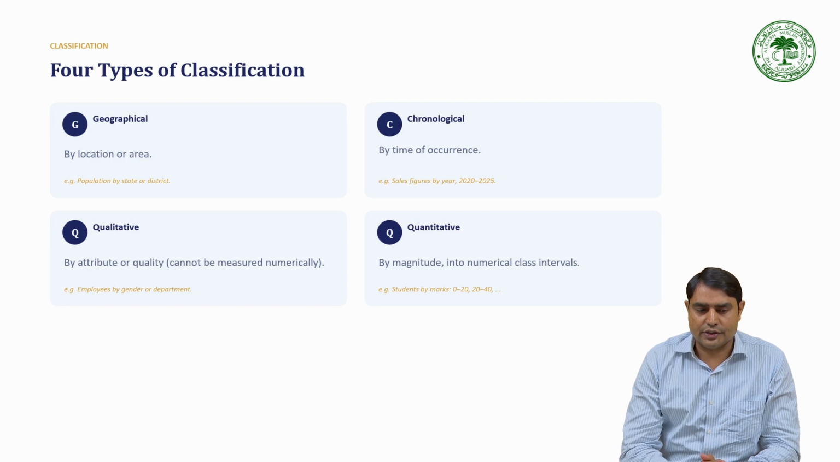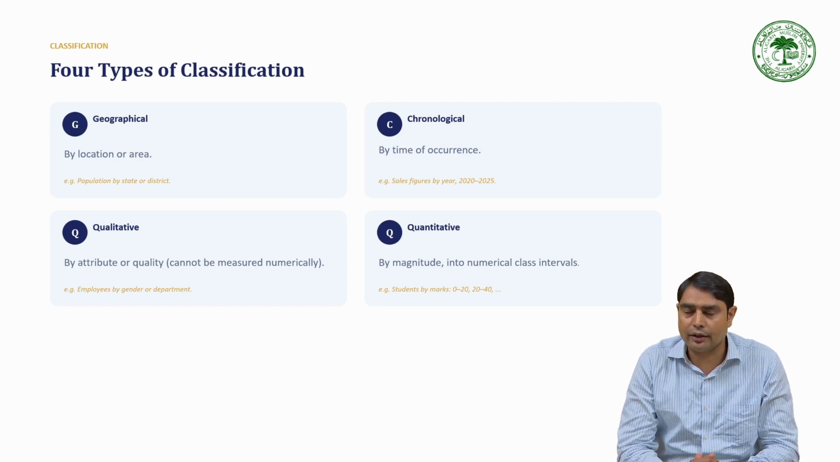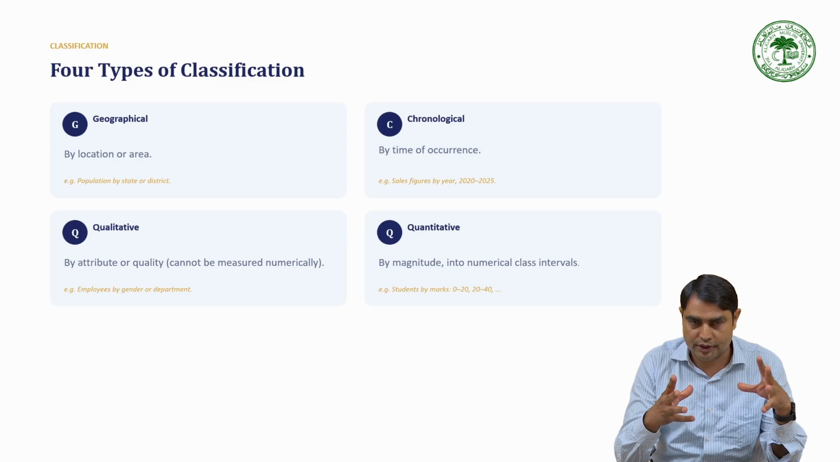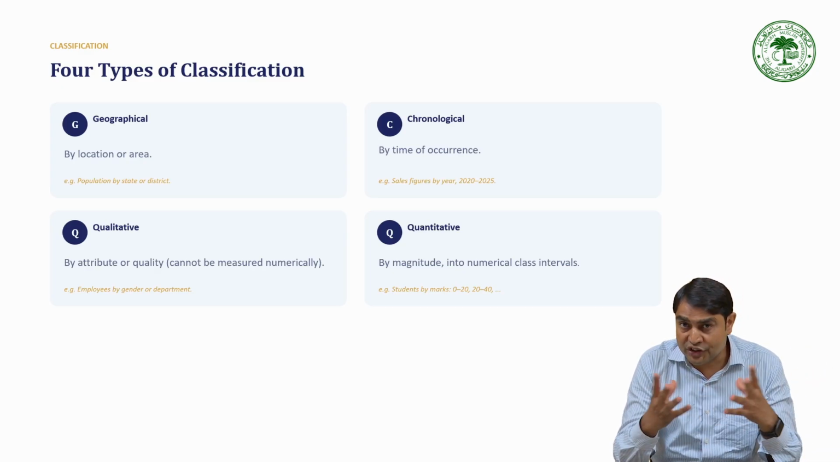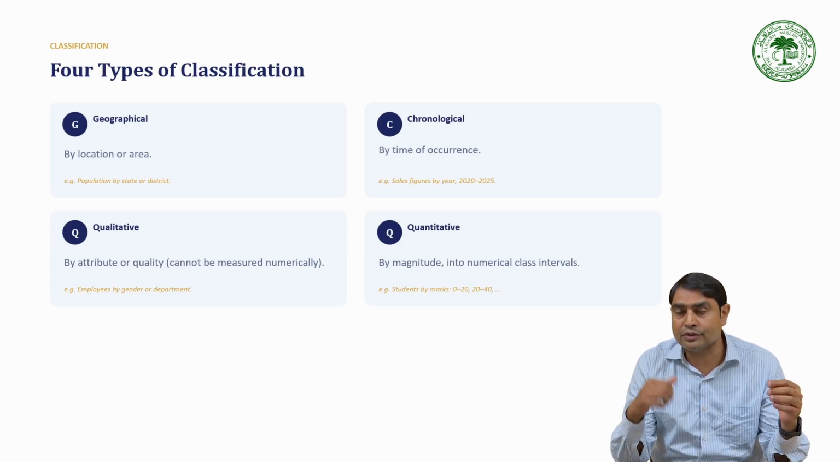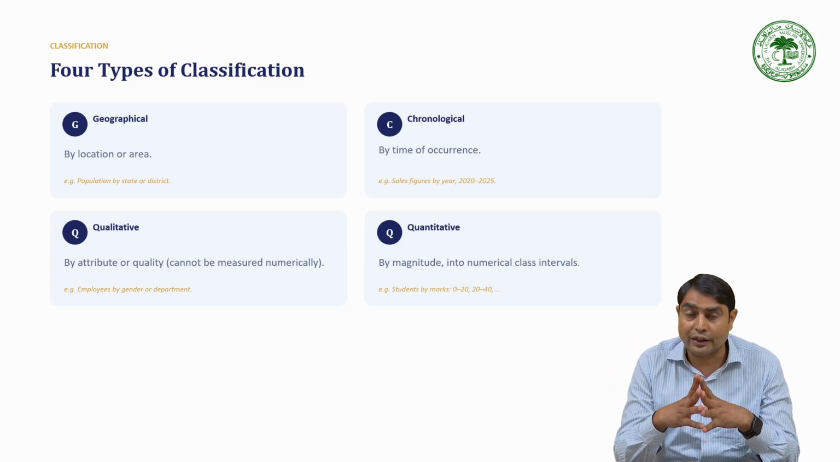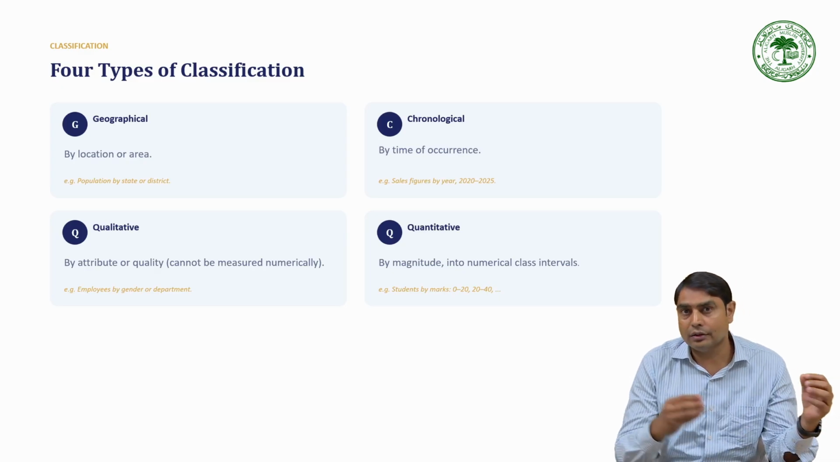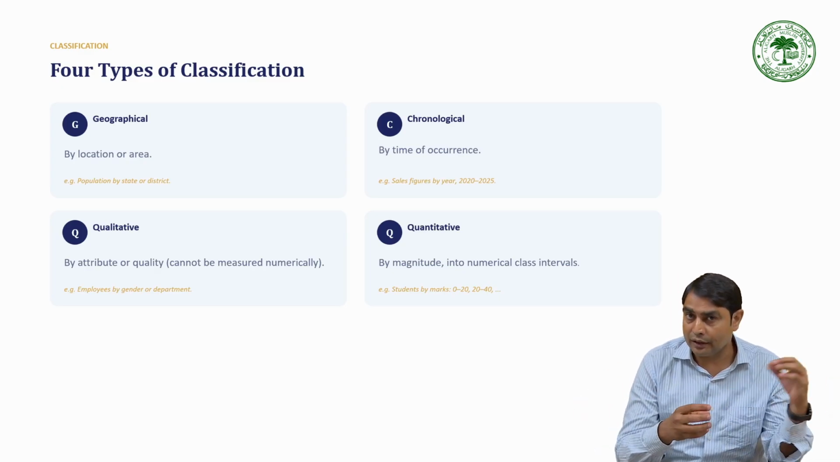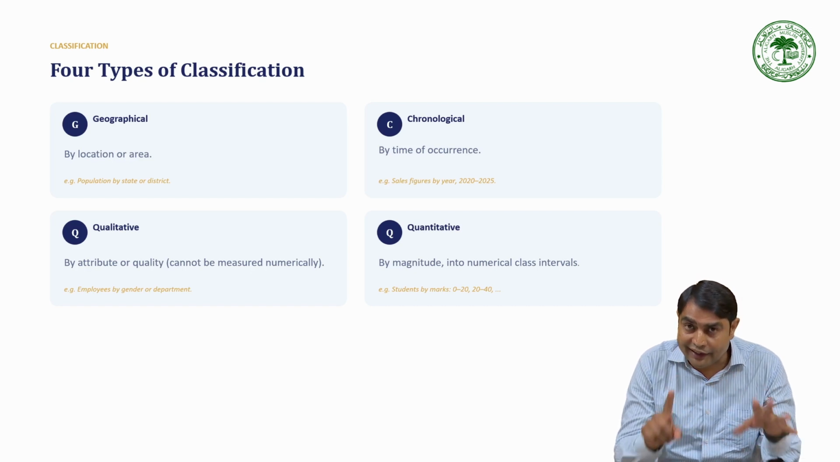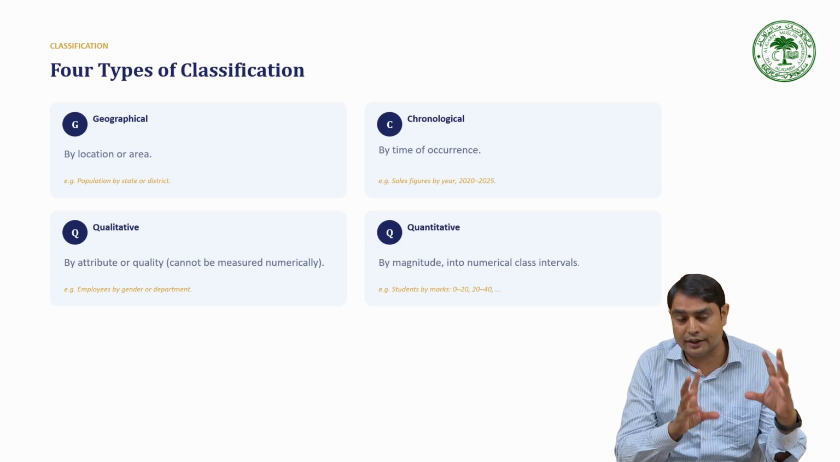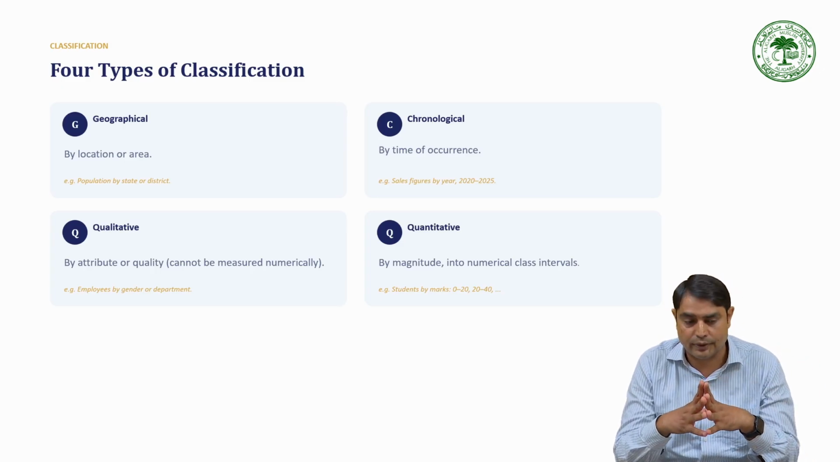Now, the types of classification. How can we classify the data? We can classify the data on the basis of geographical location. For example, regional data: north zone, south zone, east zone, west zone. Or we can collect the data according to the cities, data collected from Delhi, from Mumbai, from Hyderabad, etc. So when the data is collected and categorized on the basis of location, then it is called geographical classification.